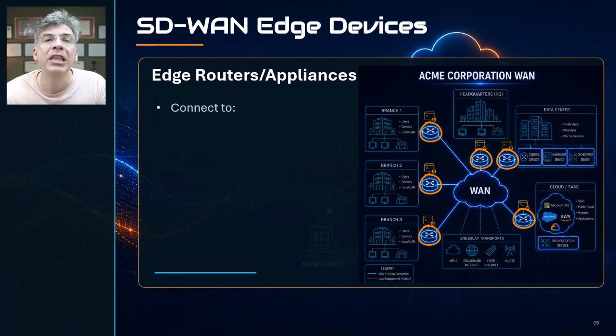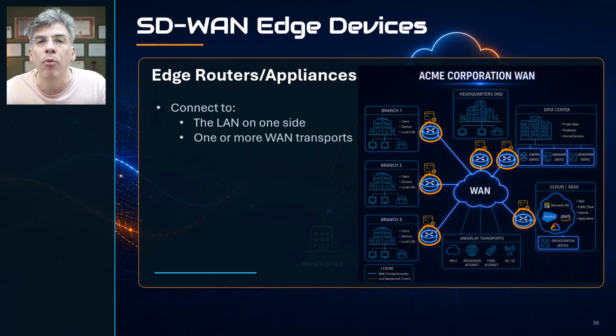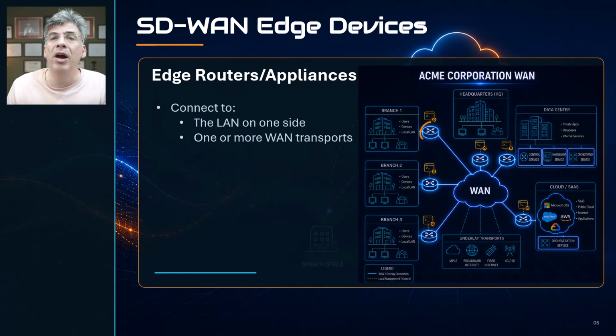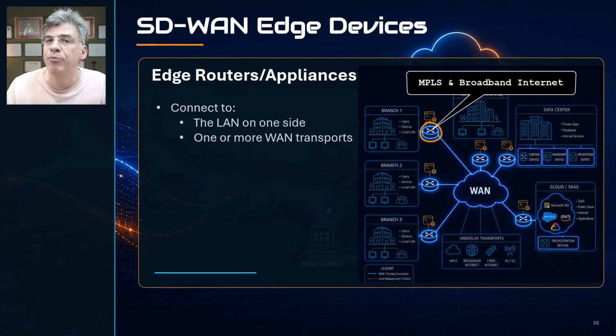They connect to the local WAN on one side, and they connect to one or more WAN transports on the other side. For example, branch 1 here might have a WAN Edge router connected to MPLS and broadband internet.